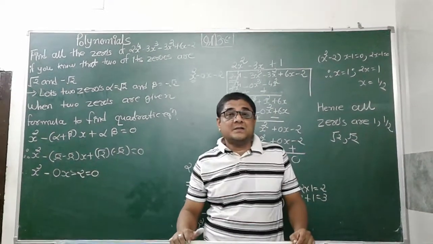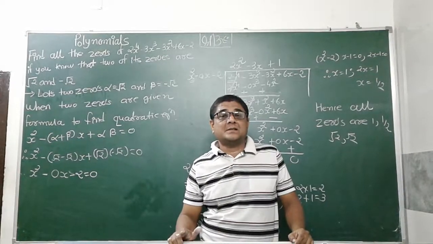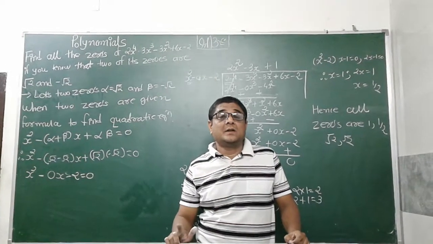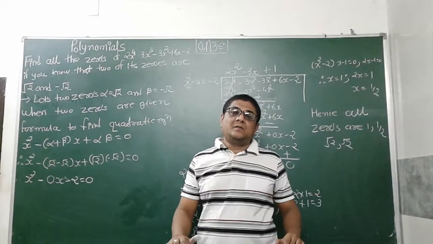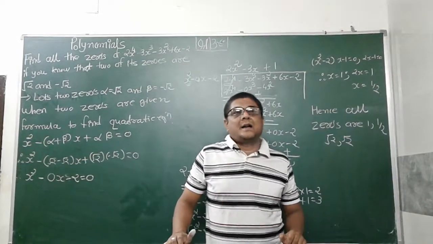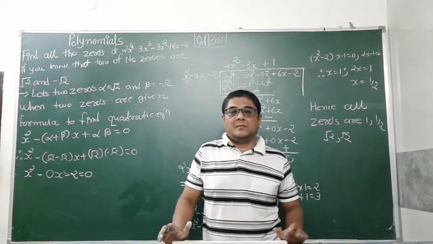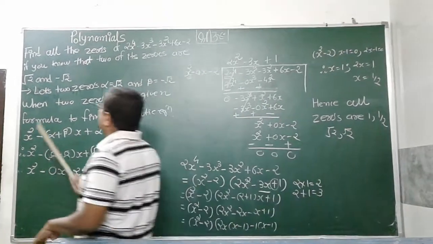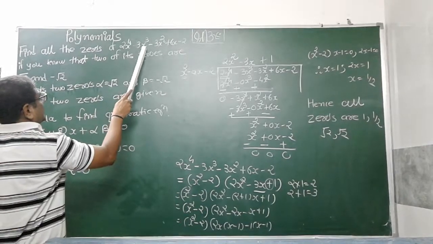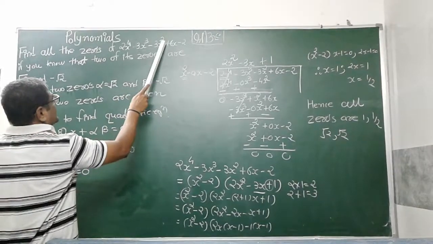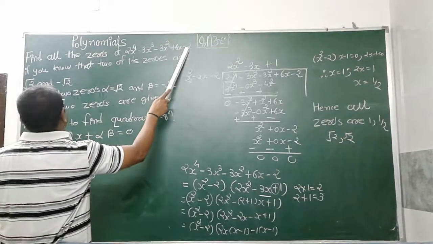The formula of the quadratic equation is x square minus (alpha plus beta) into x plus alpha into beta is equal to 0, and we apply the long division method, and after that, splitting the middle term. So we start: find all the zeros of 2x raised to 4 minus 3x raised to 3 minus 3x raised to 2 plus 6x minus 2.